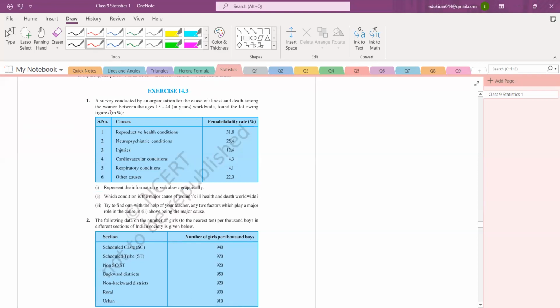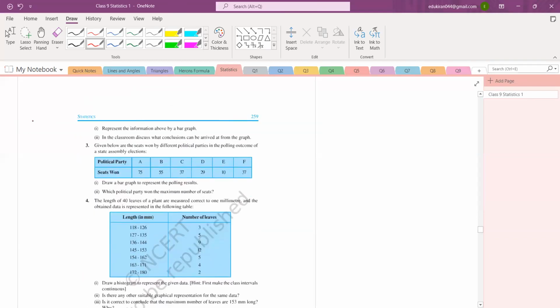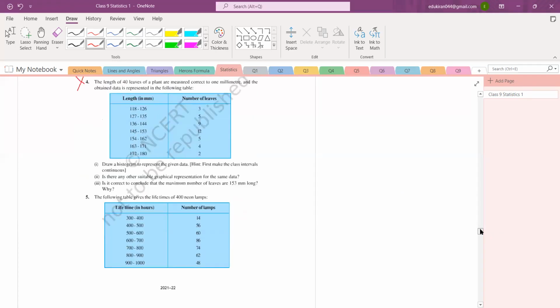So anyway, I think the first question we need to do, only a few questions in the exercise. I'll see which ones are there for bar graph. Only those questions we will do. So I think question number 3 we are supposed to do. Histogram, that means 4 we don't have to do. So I think only 3 or 4 questions we have to do.